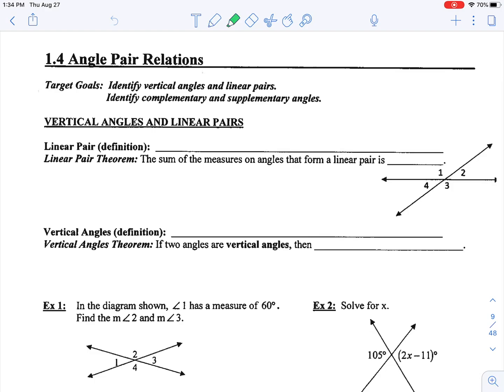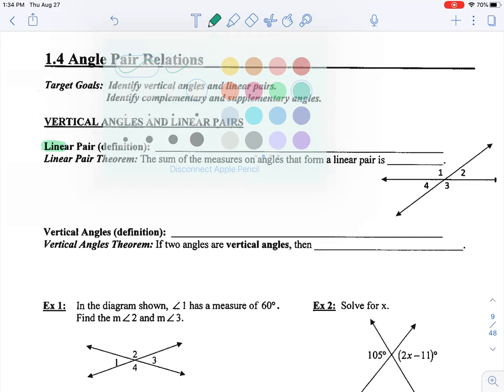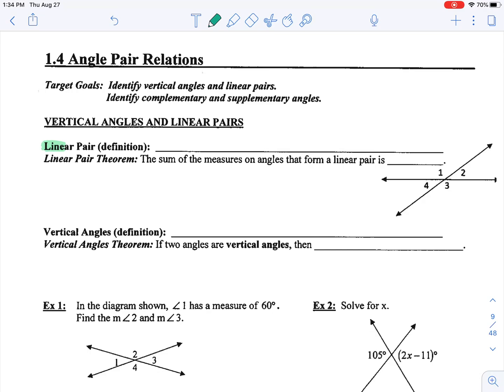The key word inside the word linear is line. So a pair of angles that you find in a line. We will start with that as an informal definition, but the formal definition is a pair of adjacent angles, so angles that are right next to each other, with non-common sides that are opposite rays.